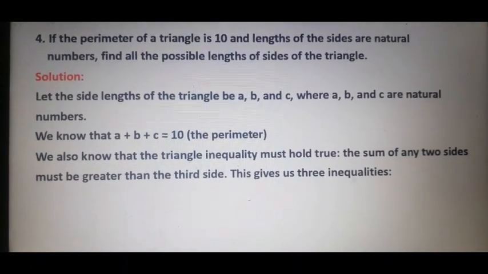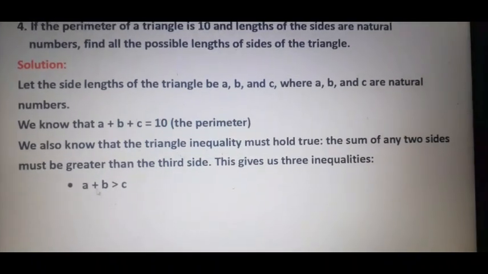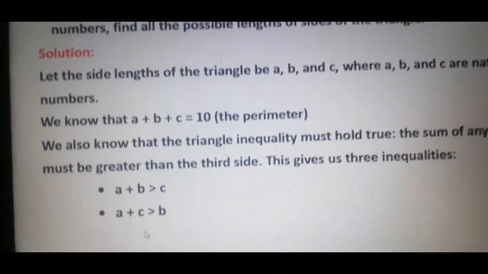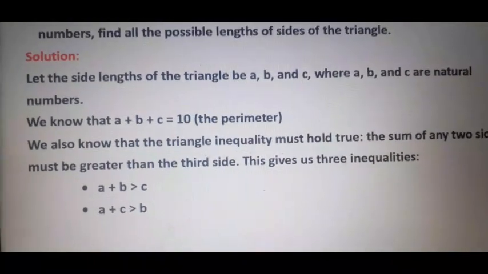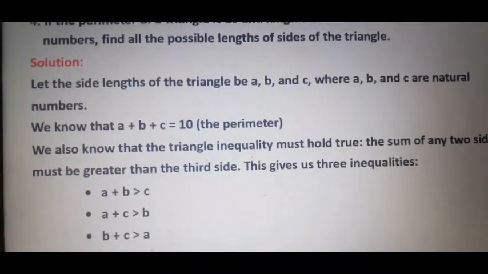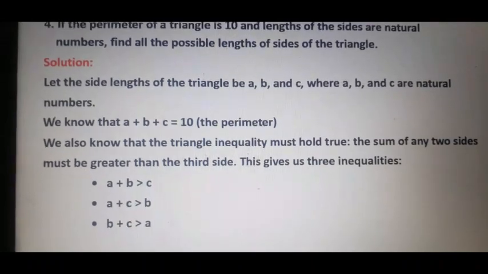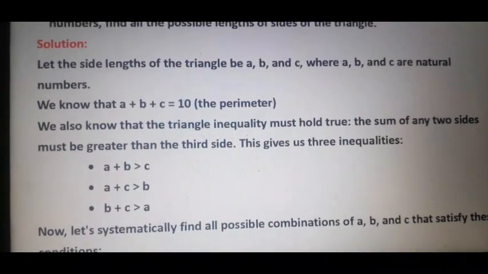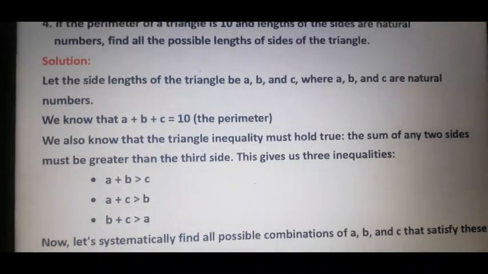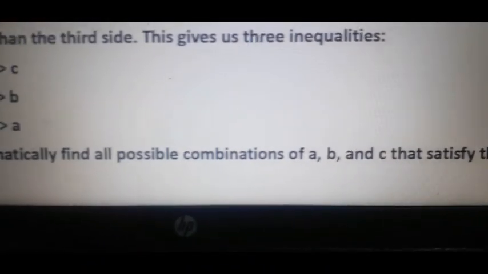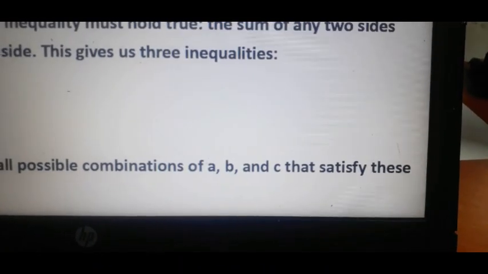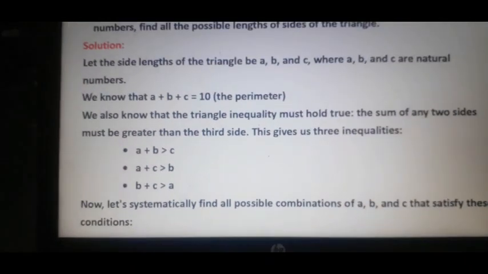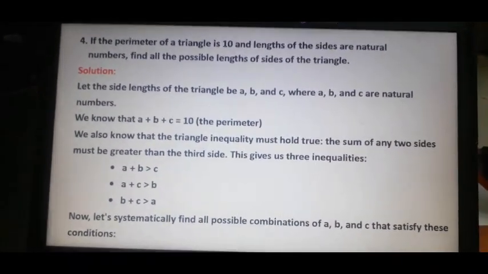This gives us three inequalities. 1. A plus B must be greater than C. A plus C must also be greater than B, and B plus C must be greater than A. So now let's systematically find all possible combinations of A, B and C that satisfy these conditions. Okay.